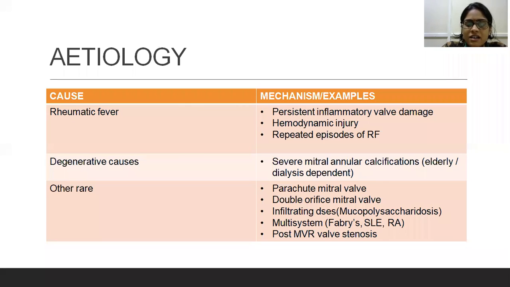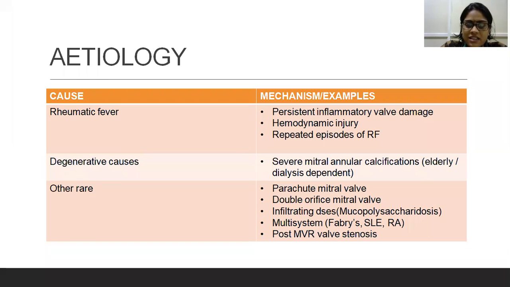And thirdly, rheumatic fever is not a once in a lifetime event. There will be repeated episodes of rheumatic fever, especially if the patient is at risk. Okay, so these are the causes for mitral stenosis developing in rheumatic fever.